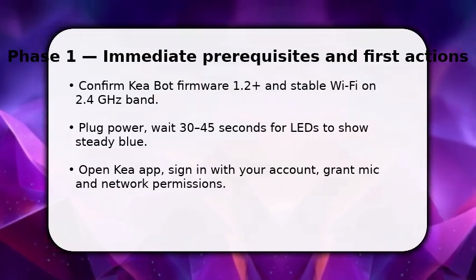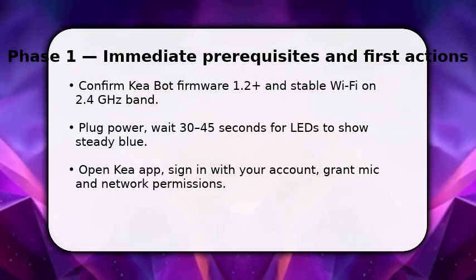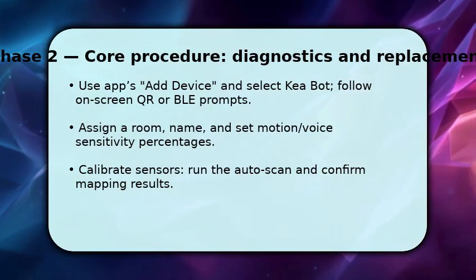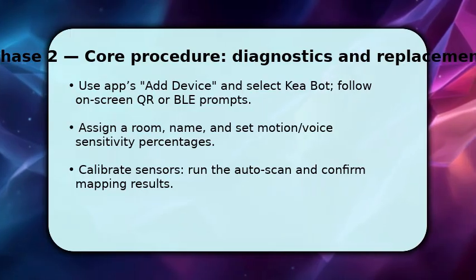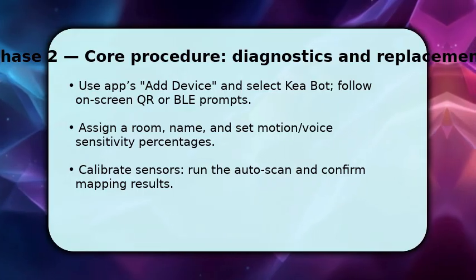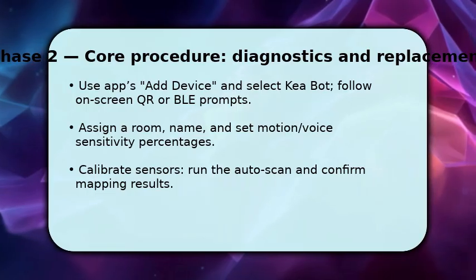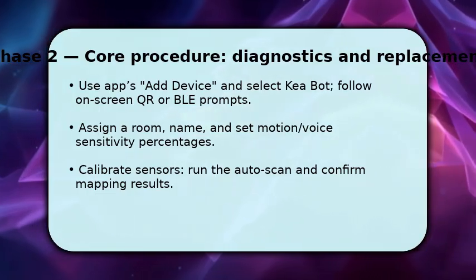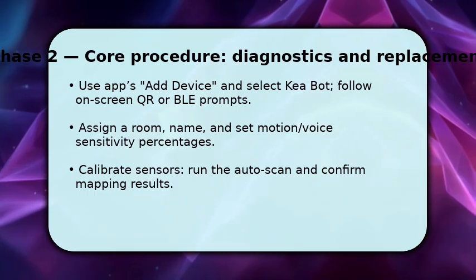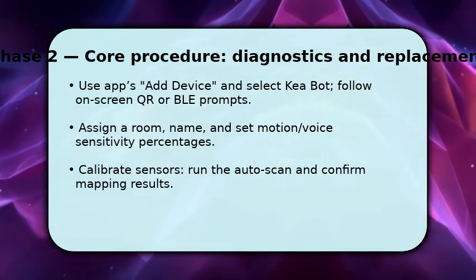You now pair and configure Kea Bot. In the app, choose Add Device and select Kea Bot. Follow the QR or Bluetooth prompts to establish a secure link. Next, assign a room name and a human-readable device name, then set motion and voice sensitivity levels using the percentage sliders to balance true detections versus false alerts. After that, run the auto scan to calibrate sensors. Confirm mapping results so Kea understands its surroundings.